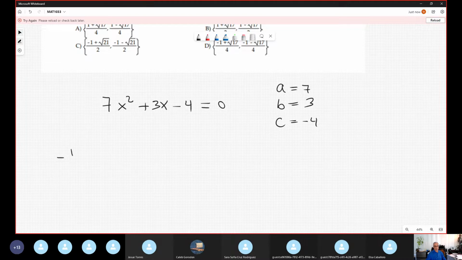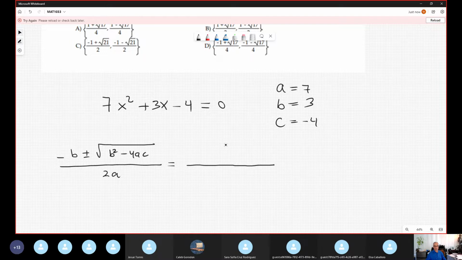So minus B plus and minus the square root of b squared minus 4ac, divided by 2a. Plugging in: minus 3 plus and minus the square root of 3 squared minus 4 multiplied by 7 and multiplied by negative 4. Oh, be careful with the sign. The sign is crucial.